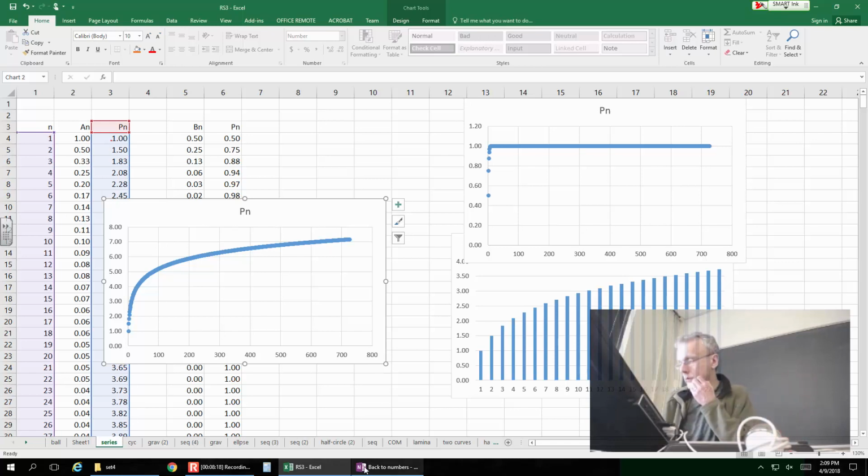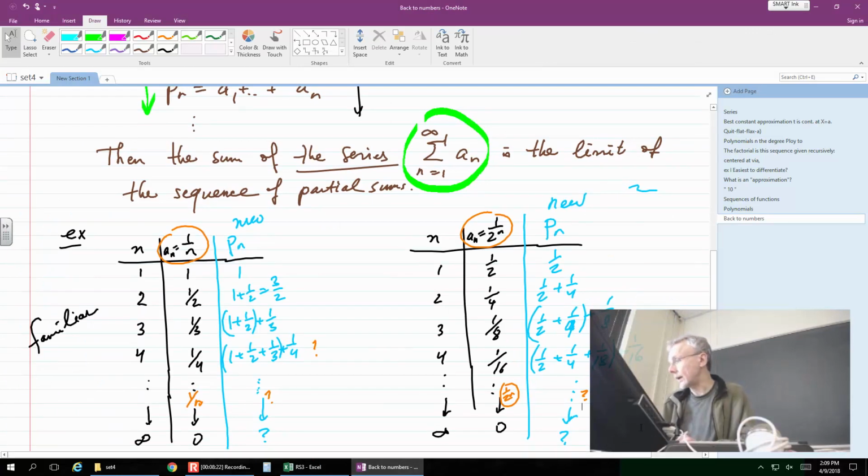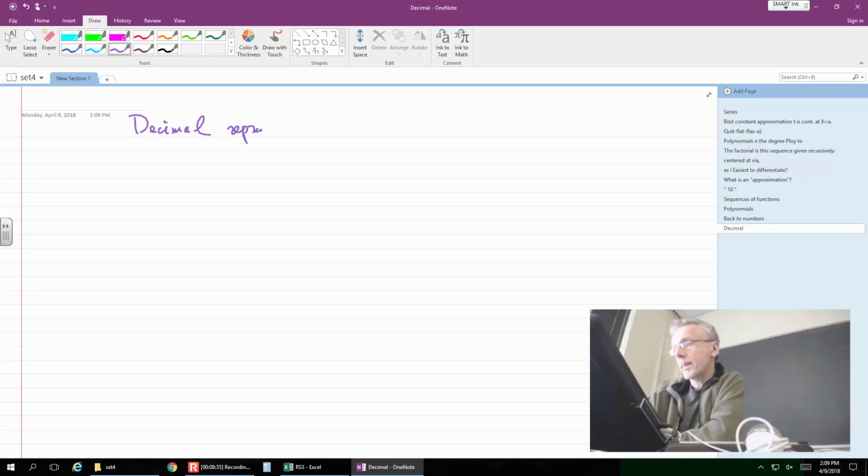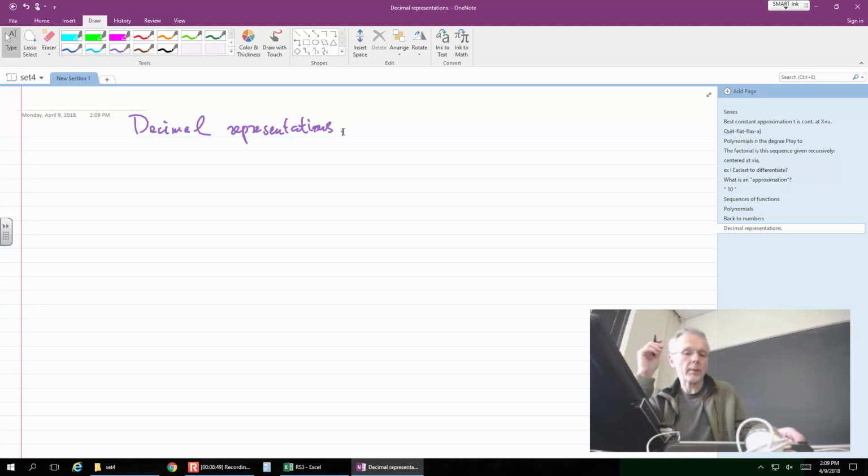Okay, so one example I want to go back to from before takes a slightly different flavor, but decimals, decimal representations. So you can think of decimal representations of numbers as sequences. We talked about that last time, but we can also interpret them as series.